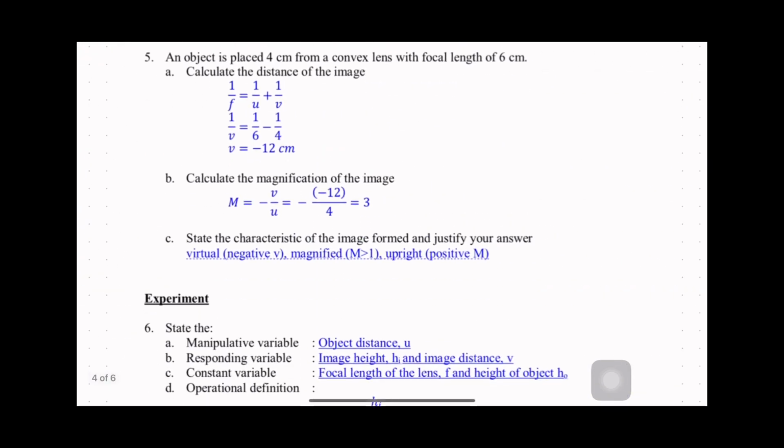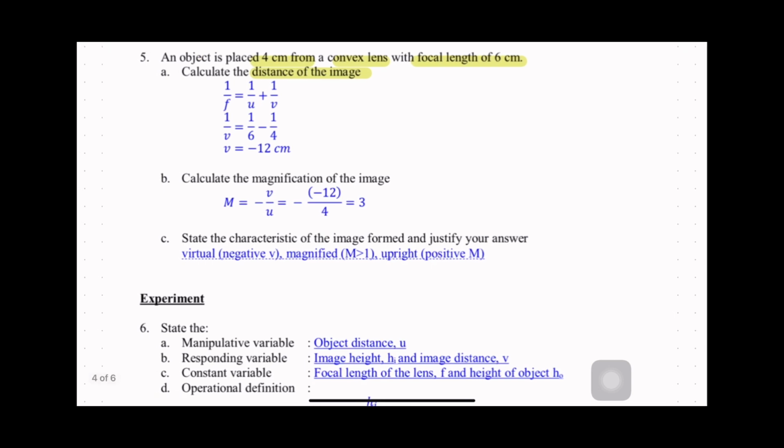Okay, next, an object is placed 4 cm from a convex lens with a focal length of 6 cm. Calculate the distance of the image. Okay, so kalau tengok kat sini 4 cm is u, and then focal length 6 cm is f. Calculate the distance of the image. So kita just kira je lah. Dia convex lens. Okay, so 1 over f equal to 1 over u plus 1 over v. Just substitute the value. 4 is u, and then f is 6, and then kita boleh cari image distance is negative 12 cm.